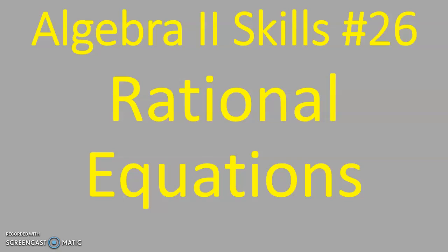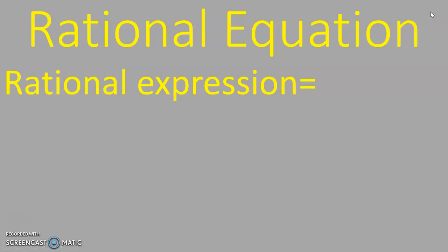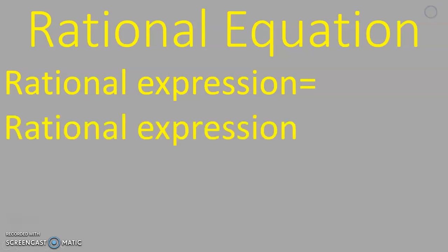Okay, Algebra 2 skills number 26, rational equations. So what exactly is a rational equation? A rational equation is when you have a rational expression equal to another rational expression. So pretty simple. Rational, of course, looking like a big fraction full of variables, is a very informal way of putting that.